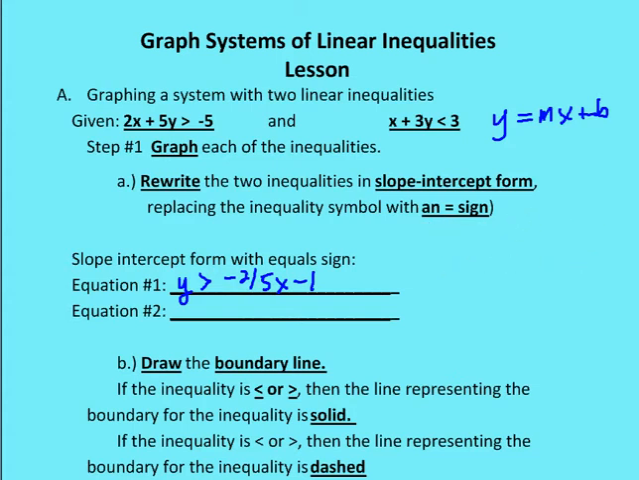Okay, so my second equation, I have x plus 3y is less than 3. So I will subtract x from both sides. So I have 3y is less than negative x plus 3. I divide both sides by 3, and I get y is less than negative 1/3 x plus 1.